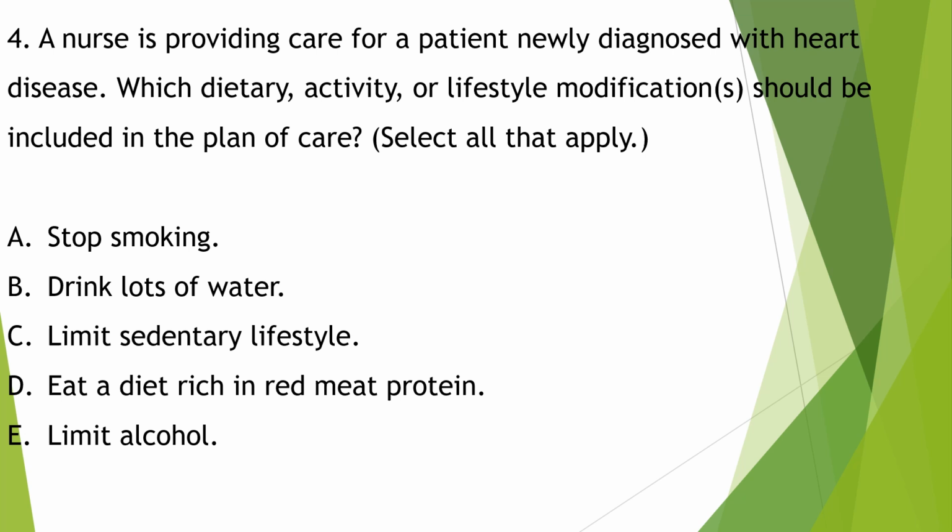So here, the modifications required are, one, the patient needs to stop smoking. Second, they need to limit their sedentary lifestyle. They need to increase their activity. And third, they should limit their alcohol. So these are the three things which need to be modified. The patient should not be told to drink loads of water, as the heart may not be able to handle excessive fluids. And red meat protein also must not be taken in too much. It is a risk factor.